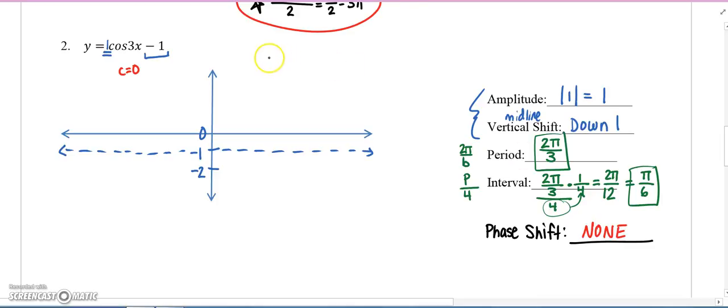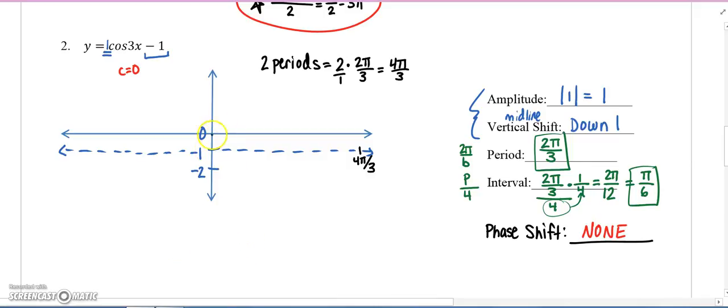So once again, we're doing 2 periods, so that means I'm going to do 2 times my period, which is 2 pi over 3. So that would be 4 pi over 3. So I'm going to end at 4 pi over 3. Now I start cutting things in half. And again, since it's fractions, it's a little tricky. Let's do some of the work down here.